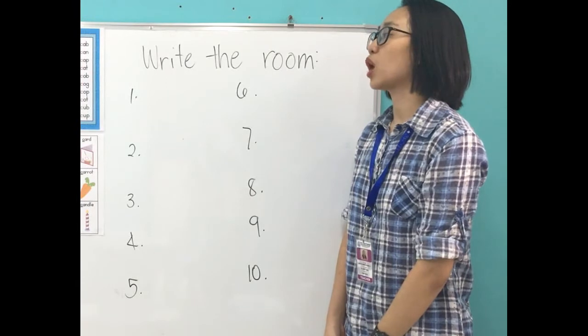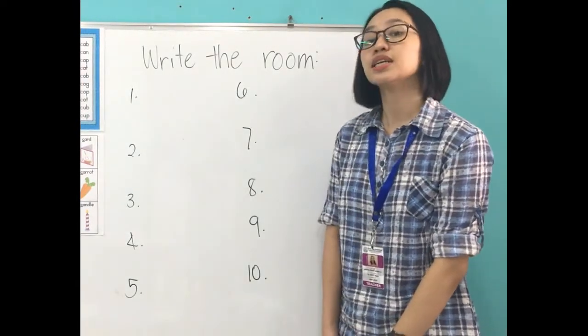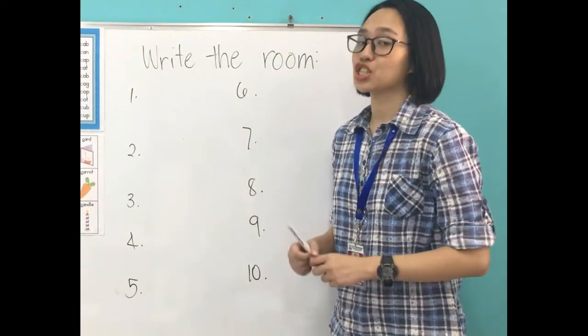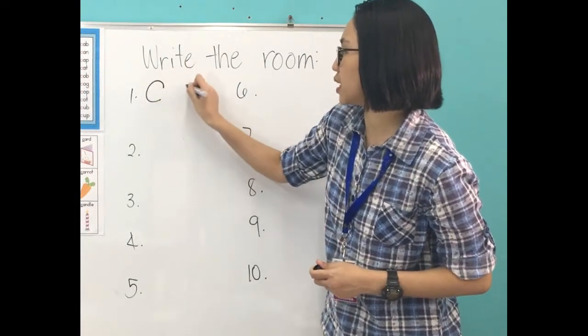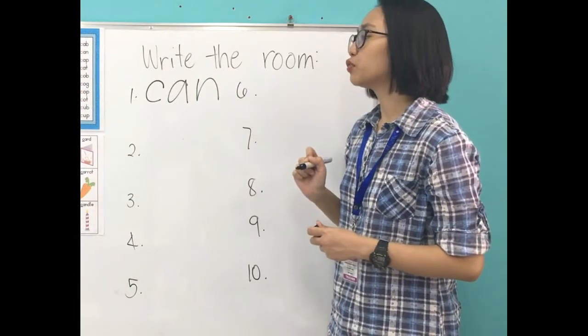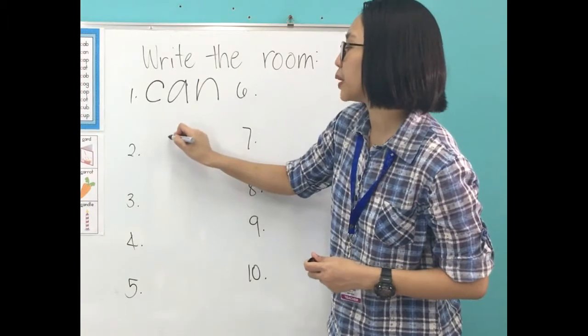How about we do our write the room activity? Let's look for the words that has the k sound and write them. How about in number one? Let's write the word can. C-A-N. Can. How about for number two? Let's write the word cap. Cap.